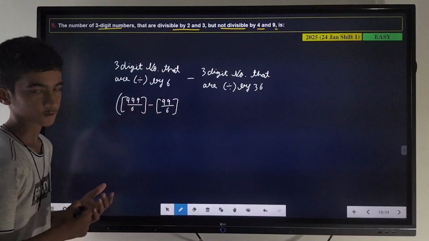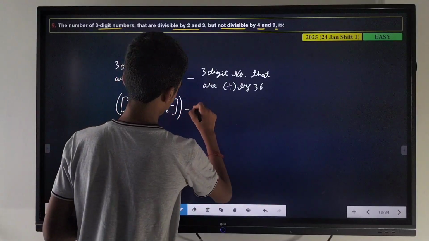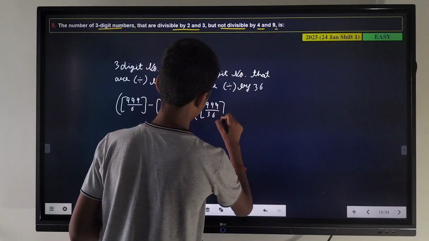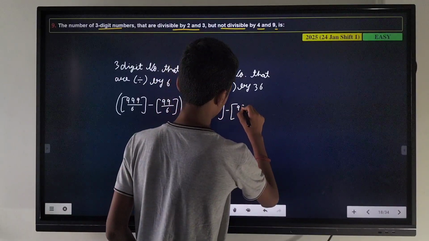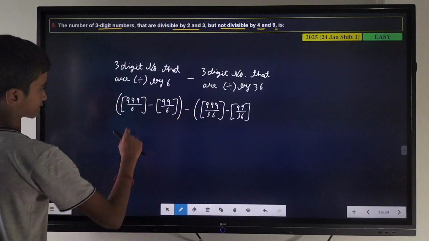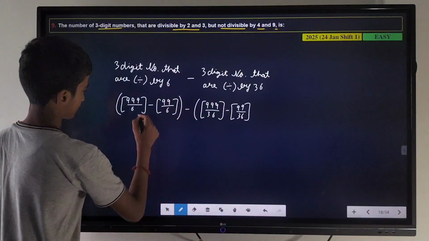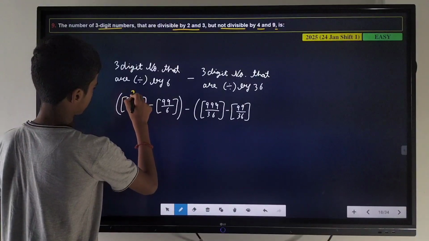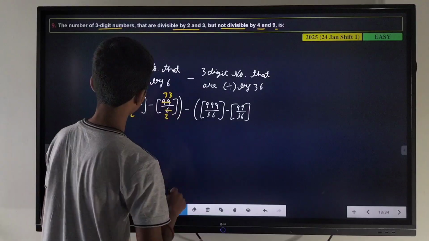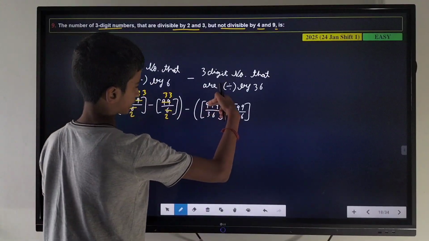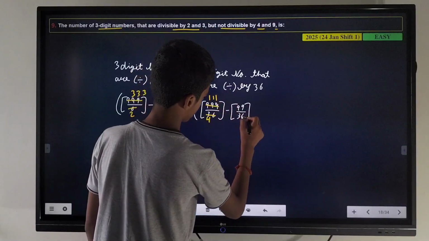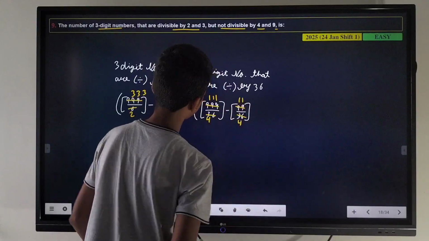This is the greatest integer function. Minus of 999 divided by 36 minus 99 upon 36. Here we will cancel both numerator and denominator by 3. We will get 2 and 3, 3, 3. Here we will get 3, 3 and 2. Here we will divide both numerator and denominator by 9. We will get 4, 1, 1, 1, 4 and 1.